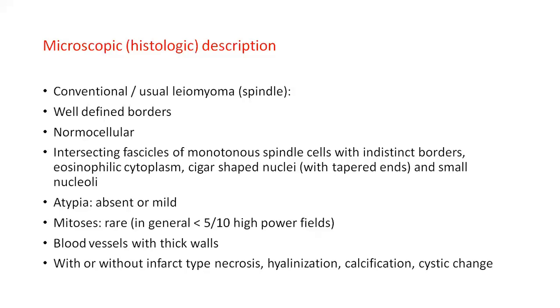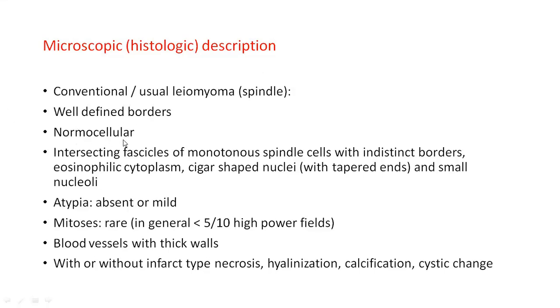Microscopically, discussing only the conventional or the usual leiomyoma, the first thing we have to notice is that it has a spindle type of morphology. The spindle morphology can also be seen in schwannoma, neurofibroma, or other fibrous related tumors. So first, the morphology for the leiomyoma is spindle in nature, and those spindle cells form big fascicles, and they commonly have well-defined borders.